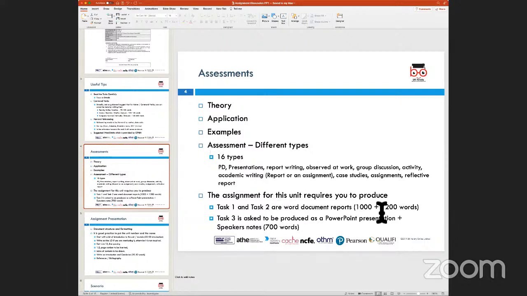So tasks 1 and 2 in this case are 1,000 and 1,500 words, and task 3 is basically a PowerPoint presentation for approximately 10 minutes, and it should have speaker notes, which are approximately 500 words. So give or take, as you can see, this is about a 3,000 word assignment that you're looking at doing.